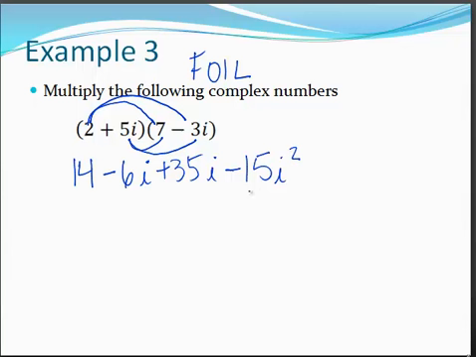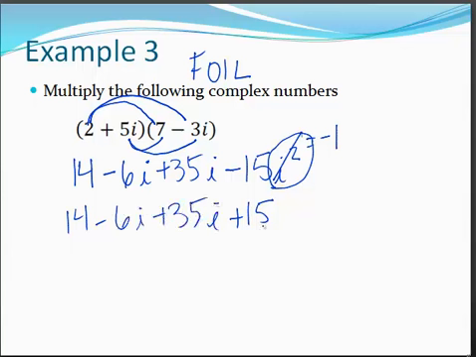Now, this is where we have to take one extra step in our FOIL process. Because i squared is by definition equal to negative 1, I'm going to cross it out and change it to negative 1. So negative 15 times negative 1 is a positive 15. Okay, so I'm going to rewrite what I already have. Nothing over here has changed.